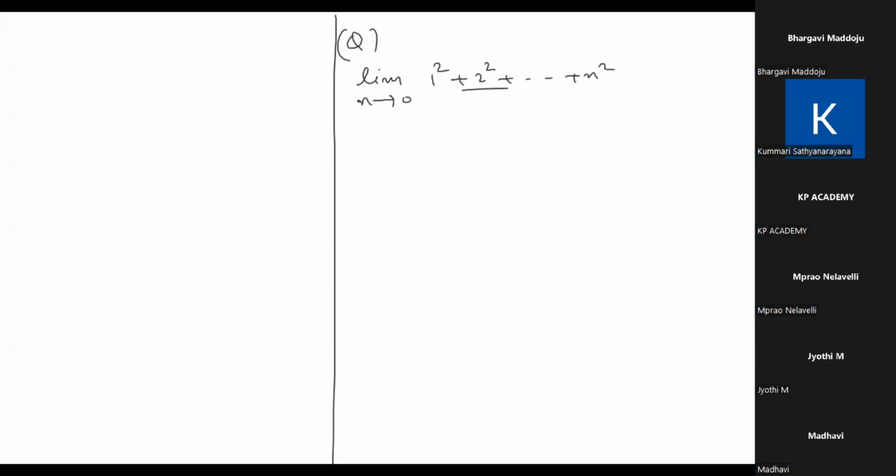Now, suppose if you take a question, we'll discuss through the question. Through a question I will come to the concept. Suppose the question is like this: a limit question. The limit as n tends to infinity of 1 square plus 2 square and so on up to n square, divided by, say, 3n. What is this answer? Anyone?